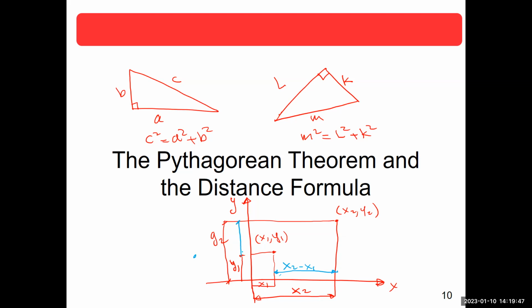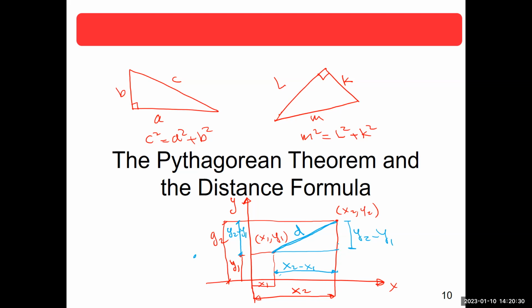From here to here, it is the same thing: y2 minus y1. Now, if I extend this horizontal line, this distance from here to here is the same as the one on the left because this is a rectangular shape. So basically, this distance is y2 minus y1. If I connect those 2 points, I call the distance between them D.